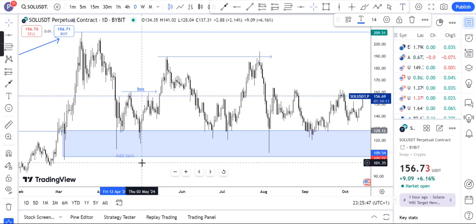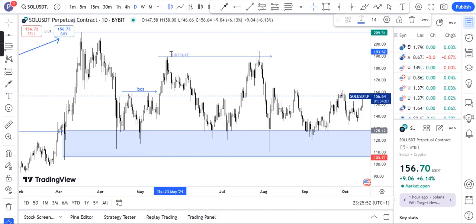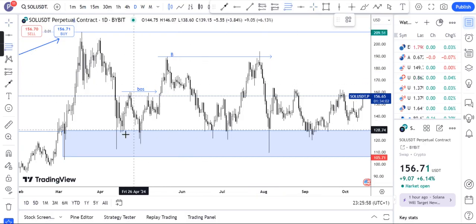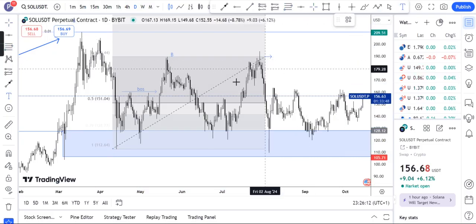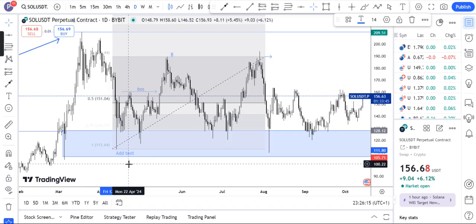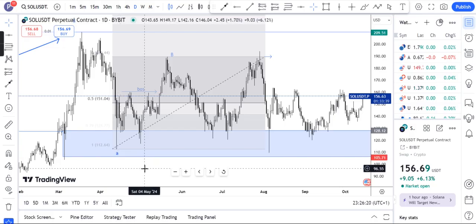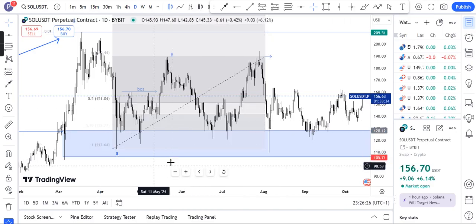Now I'm doing this for education purpose. So this being our point A, and this being our point B. We now would mark our Fibonacci between this level, our point A and our point B, in expectation for entry. So basically, we will now mark these levels between our point A and point B.